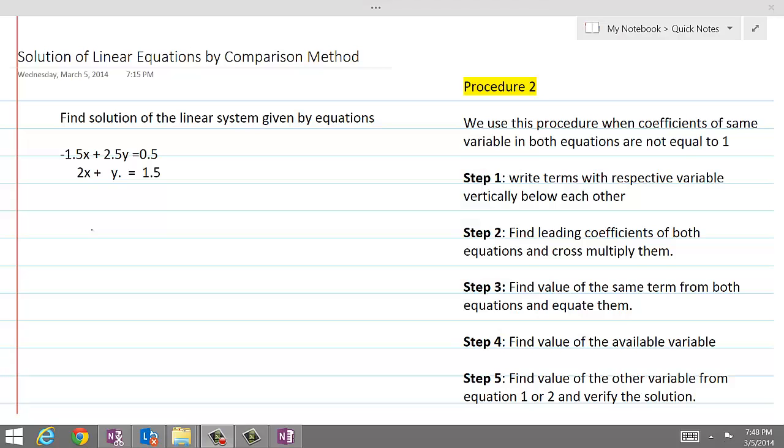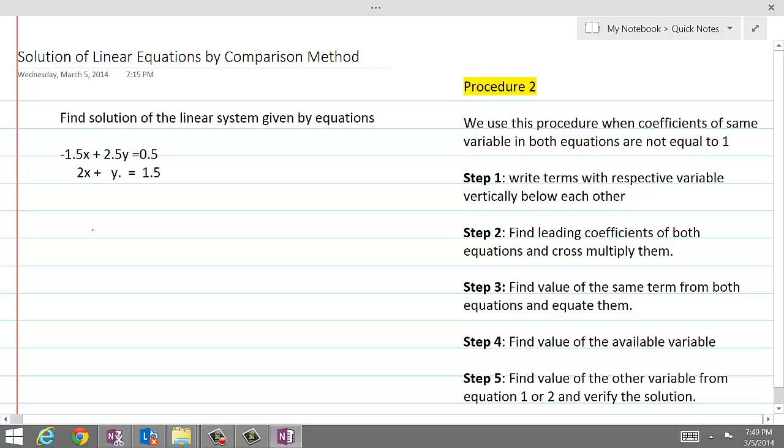Solution of linear equations by comparison method. We use this procedure when coefficients of the same variable in both equations are not equal to 1. Here we have a question in which we are required to solve the system of linear equations by using the comparison method. Let's get started here.